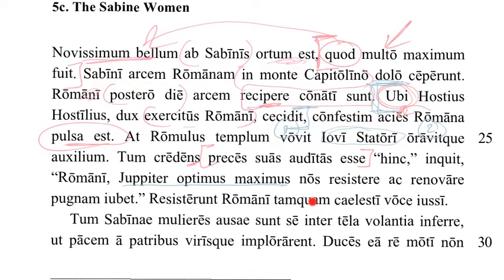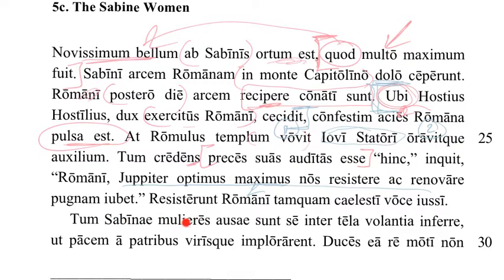Resisterent Romani, tamquam voce caelesti jussi. So, verb, there's your subject, and then he's saying, how did they do that? As if jussi is modifying, of course, the Romans, having been ordered by this ablative phrase, voce caelesti.